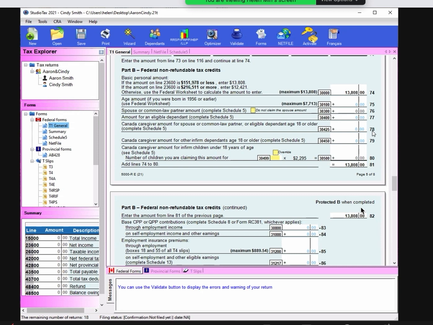Why? Because you're still living with your husband. Because I have a husband, I cannot claim an eligible dependent. I have a husband, so I cannot claim an eligible dependent. If I could claim my father as an eligible dependent, then I would put 78. But now I only put 79.